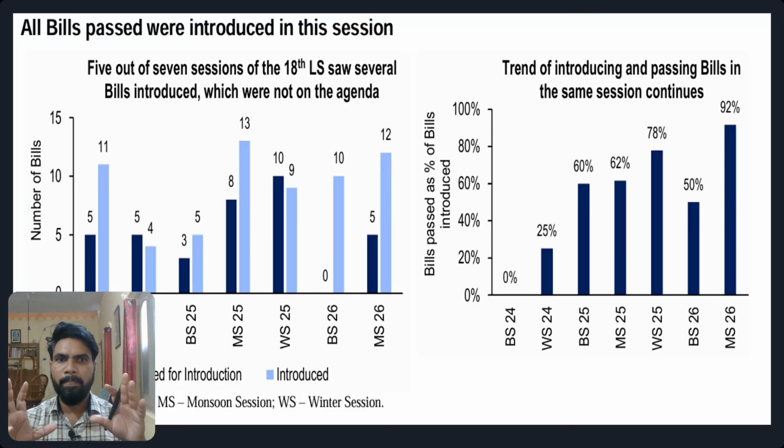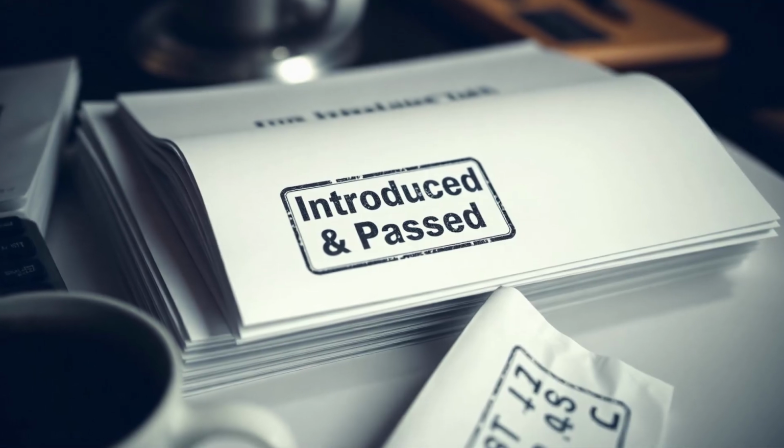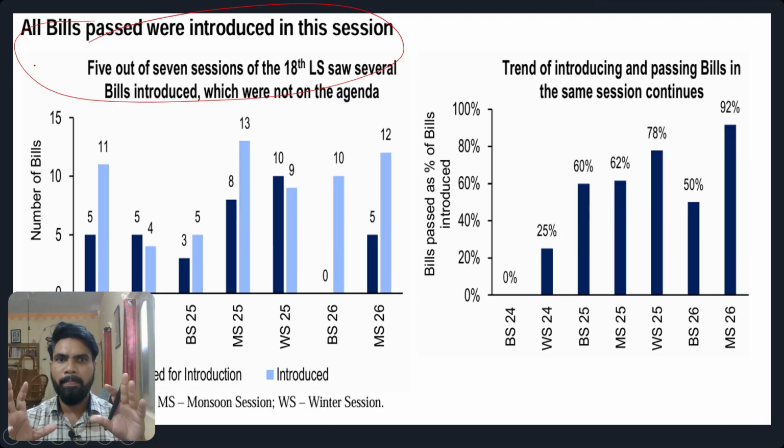Then, all bills passed were introduced in this session only. The 11 bills that were passed were introduced in the same session. In 5 out of 7 sessions of the 18th Lok Sabha, several bills were introduced which were not on the agenda. What this shows is that the government is introducing bills that were not listed, taking firefighting measures, not pre-planned. It introduced those bills for firefighting purposes, as a knee-jerk reaction.